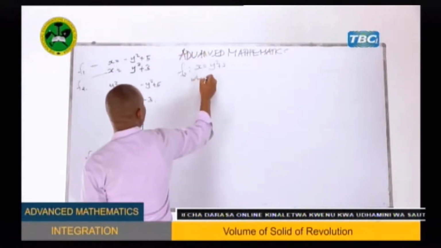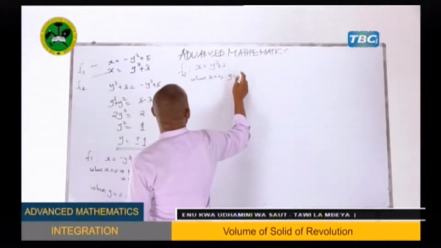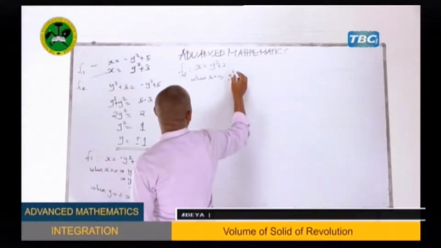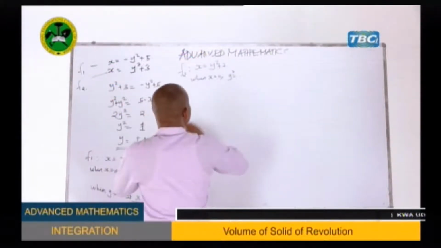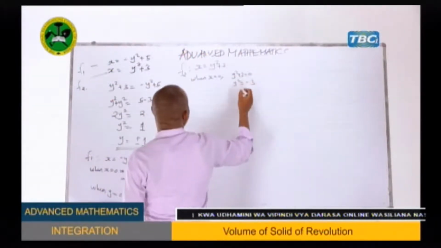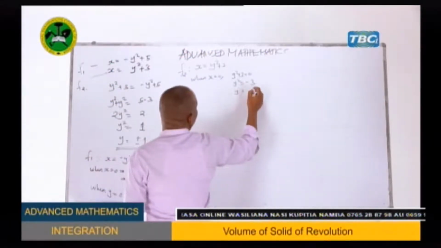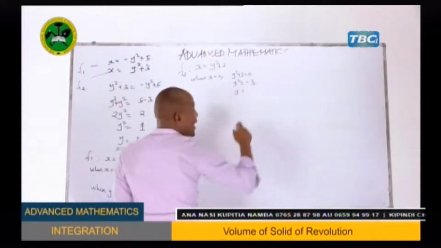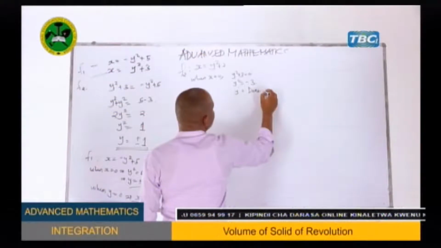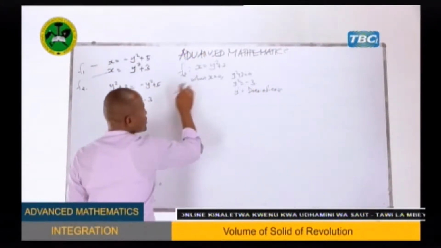So when x equals 0, what are we going to have? We're going to have y square equals negative 3, and we know that this will be a complex number. That means the y-intercept does not exist. What about the x-intercept?